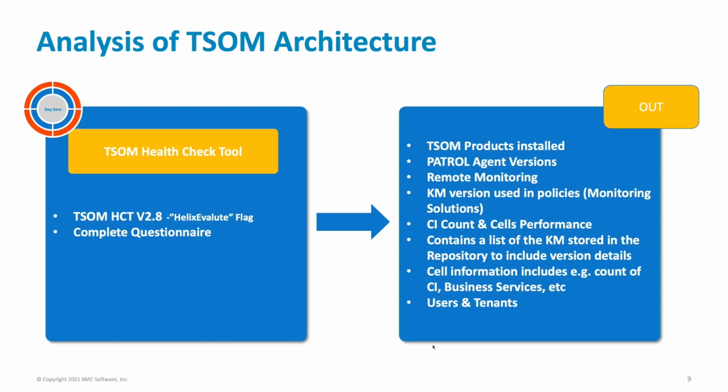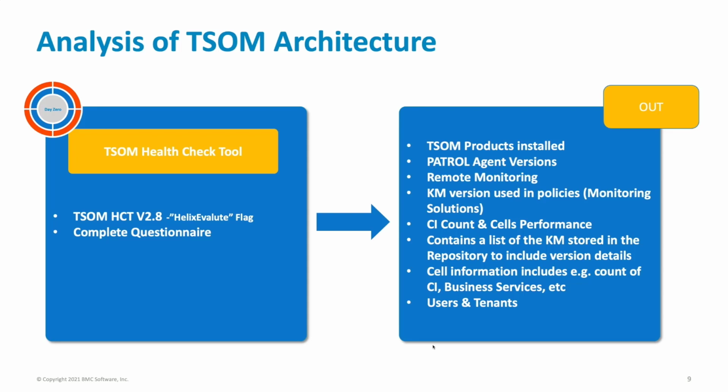It shows us what the status of the current installation within TrueSight is. It checks the health of the TrueSight product, but it also provides us with lots of additional functionality which is useful for planning and preparing the migration. So we get from the TrueSight Health Check tool information about what products are installed in the TrueSight environment. What Patrol Agent versions do we have there, which is important for the migration?